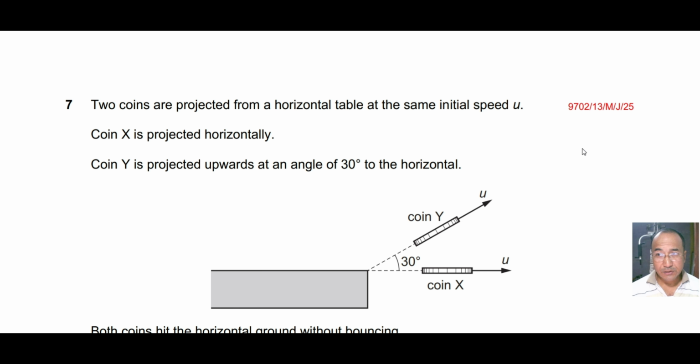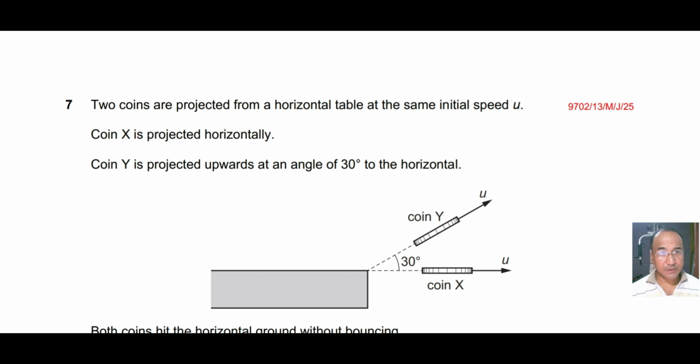Hello folks, this is 2025 May June paper 1-3 and the question number is 7. It is concerned with the chapter kinematics and related to projectiles. It says two coins are projected from a horizontal table at the same initial speed.